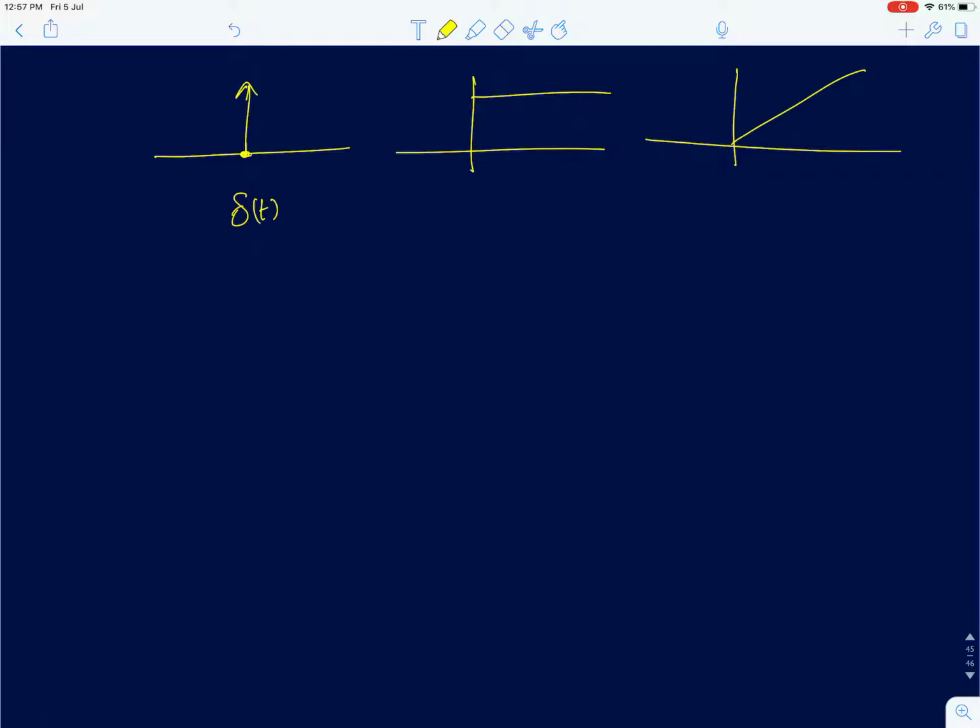Such an impulse is called a unit impulse, and the area is written alongside the impulse to denote its area. The step value is assumed to be 1, and such a function is called the unit step function. The slope of the ramp function is assumed to be 1, and that function is called the unit ramp function, defined as t into u of t. The slope of this function is 1.